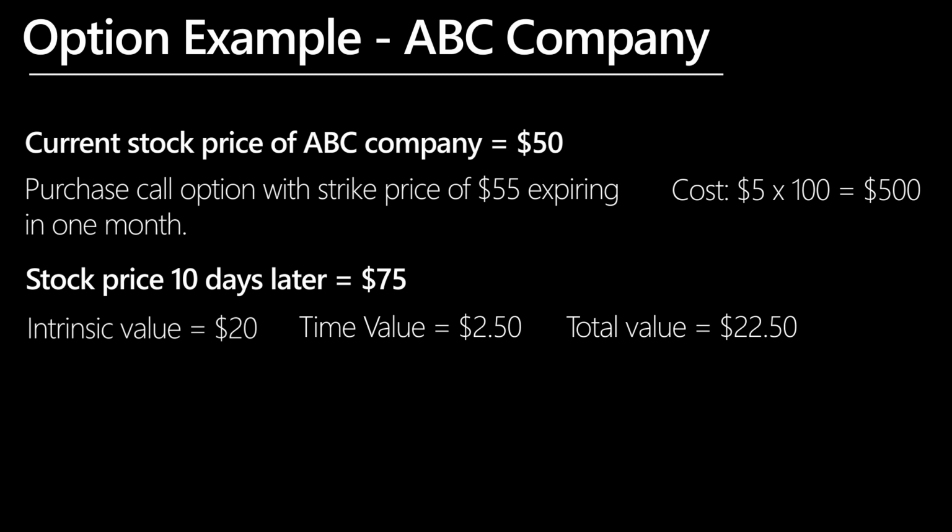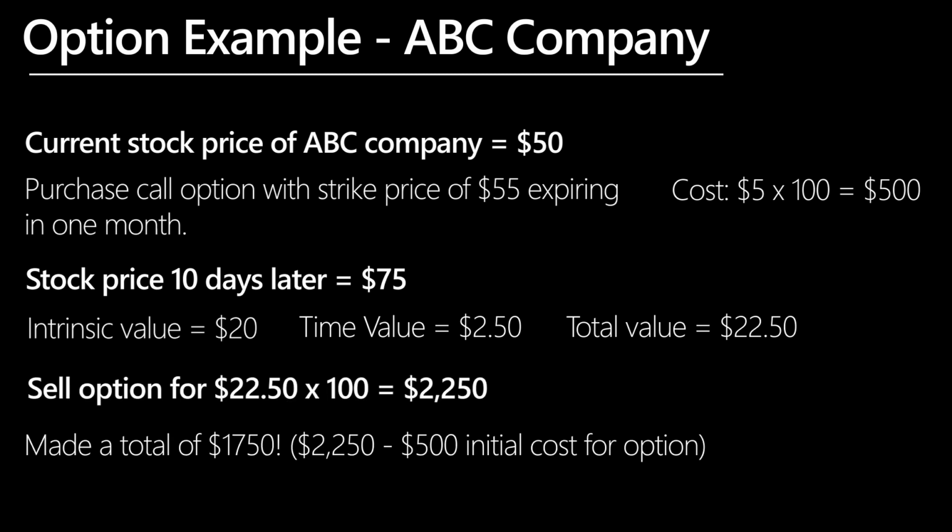So now remember that this is based on 100 shares. So if you decide you're going to sell the option at that time, you're going to receive $2,250. So you can see that that's quite a bit more than the $500 you paid for the option. And you can see the power of options trading and how quickly it can make you a fairly large amount of money with a fairly low amount of investment as compared to buying the stock outright.